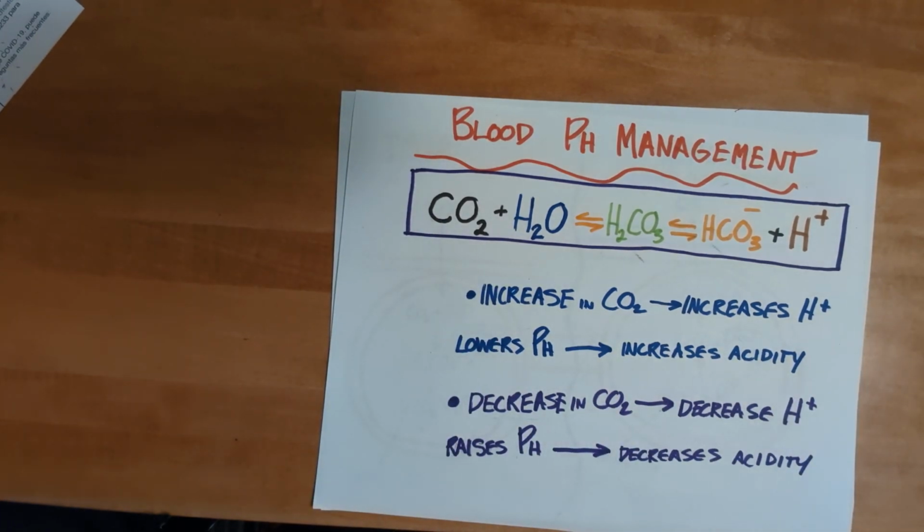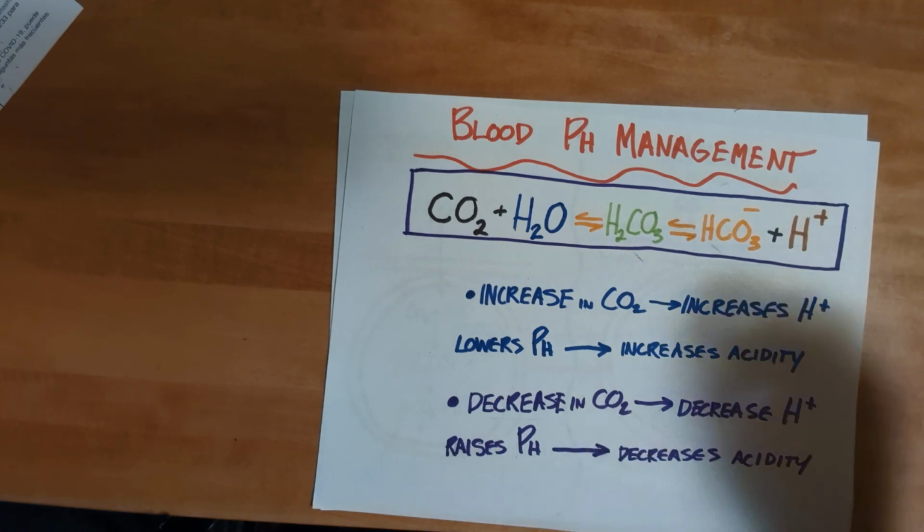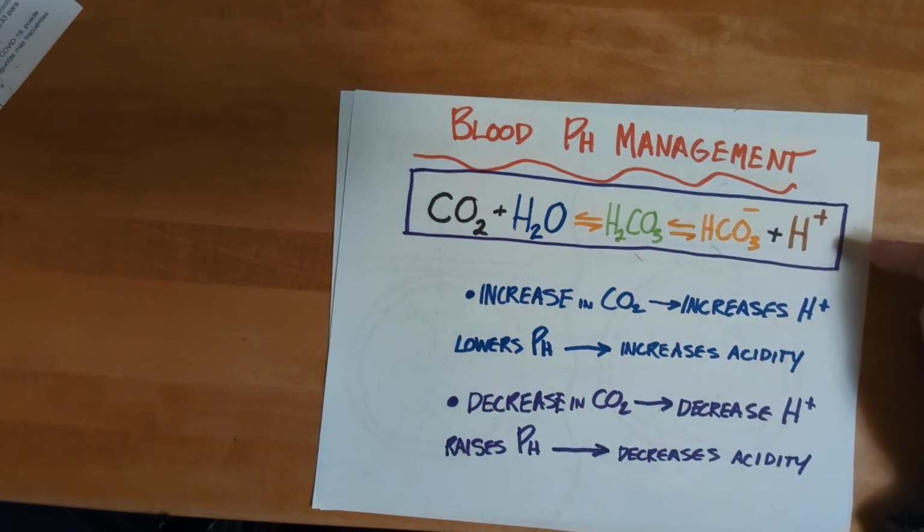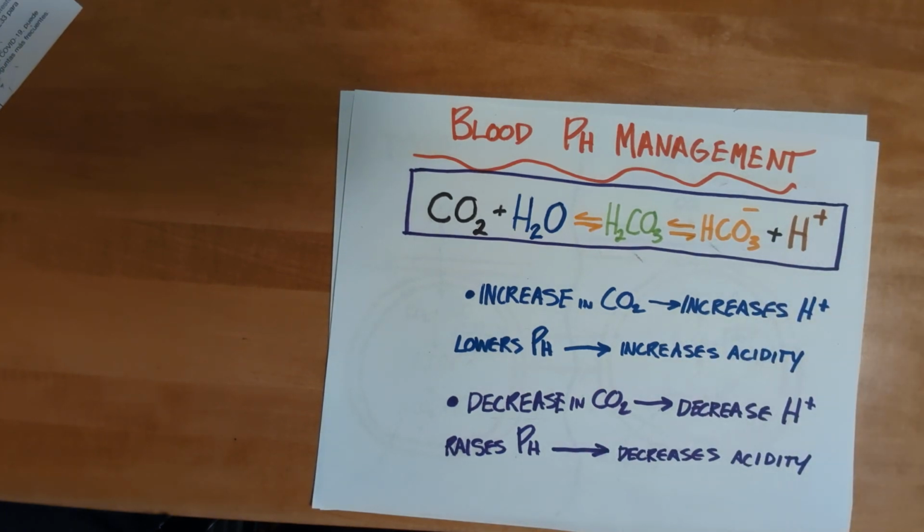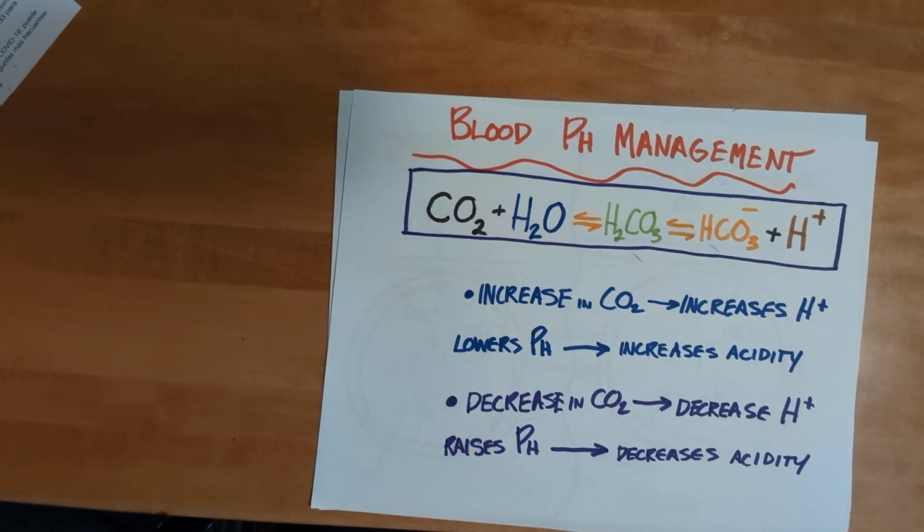So we're going to be talking about pH in the bloodstream and this equation right here. This represents a really important process in the blood that shows how carbon dioxide is moved, but also how it's connected to pH level. And this whole equation is what's used to maintain the correct pH level of blood.